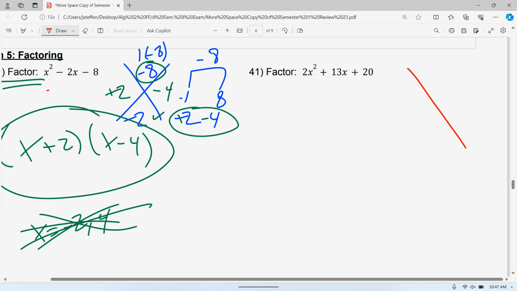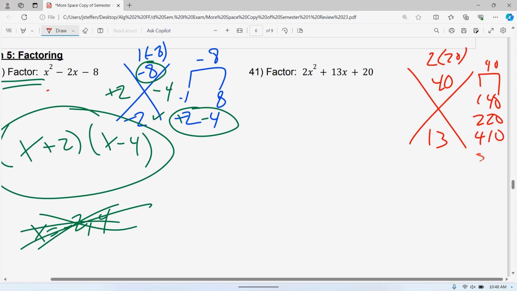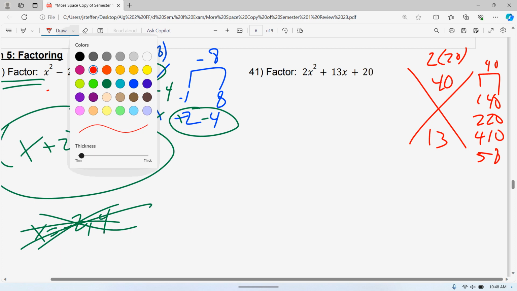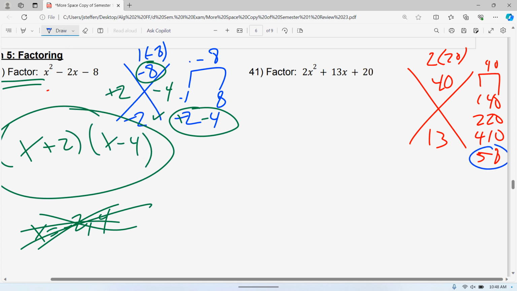Next one, same thing. This one has a leading coefficient, so it is a little bit more involved. The top number is 2 times 20, so the top number is 40. We need factors of 40 that add up to be 13. So if I list my factors of 40, I have 1 and 40, 2 and 20, 3 doesn't work, 4 and 10, and 5 and 8. The ones that add up to be 13 are +5 and +8.